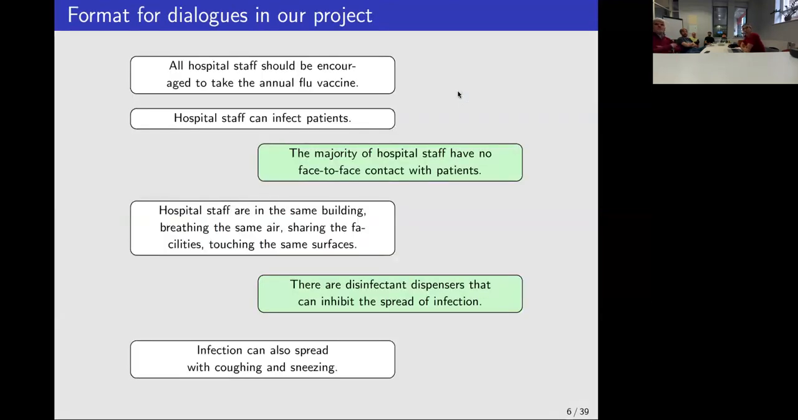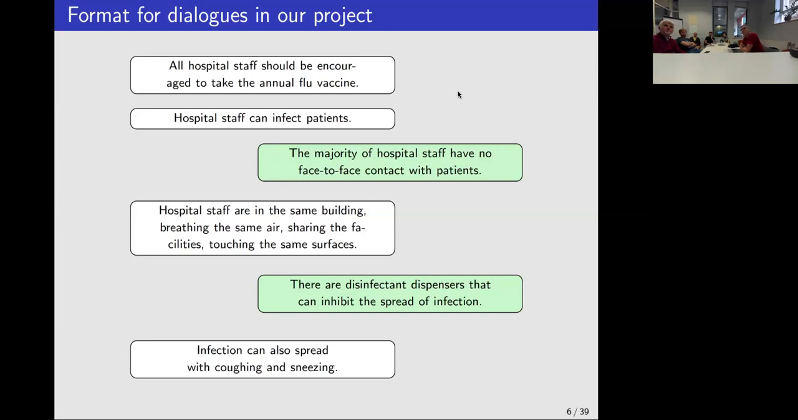Here's an example of the kind of dialogue that we were interested in. This is a dialogue for persuading a healthcare worker to take a vaccine. This predates COVID, actually. The white boxes, it's a bit like a WhatsApp chat, are the chatbot or the persuasion system, and the green boxes are the dialogue bubbles for the user. It starts with the chatbot saying that all hospital staff should be encouraged to take the flu vaccine. A supporting argument, hospital staff can infect patients, is provided.